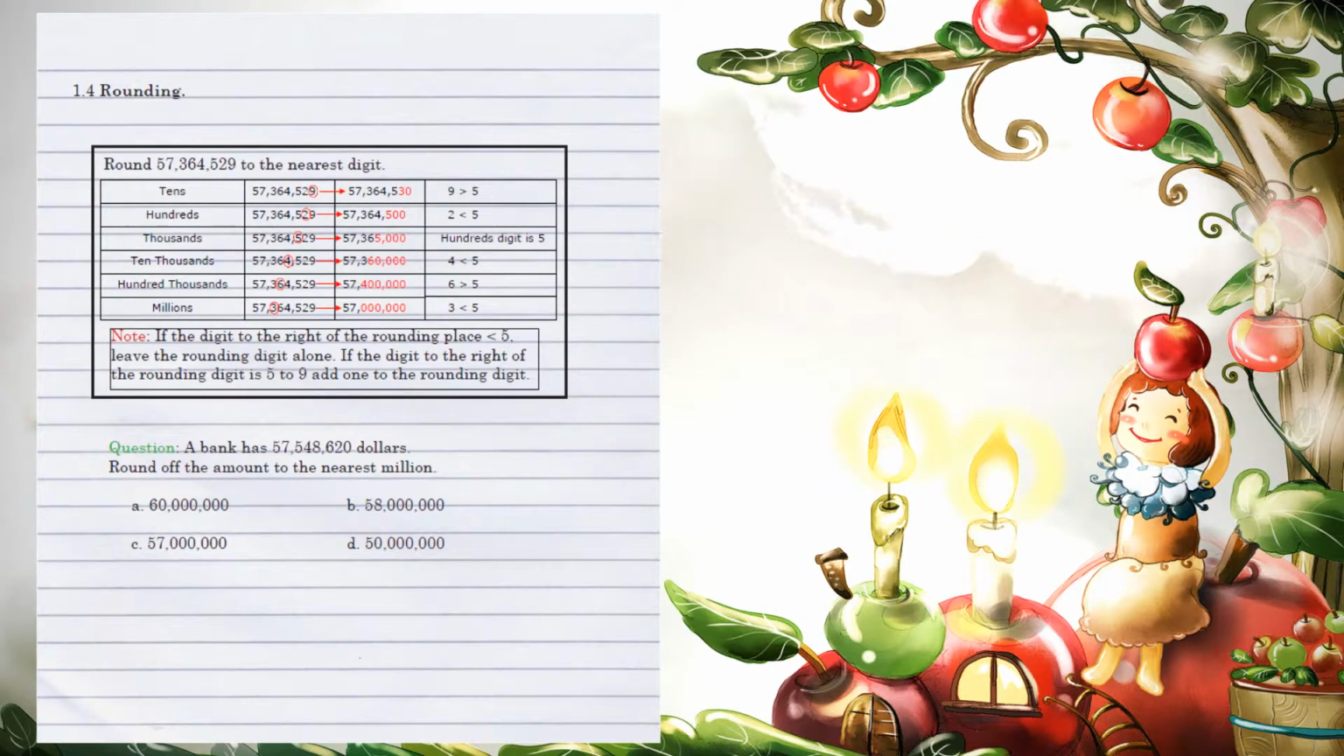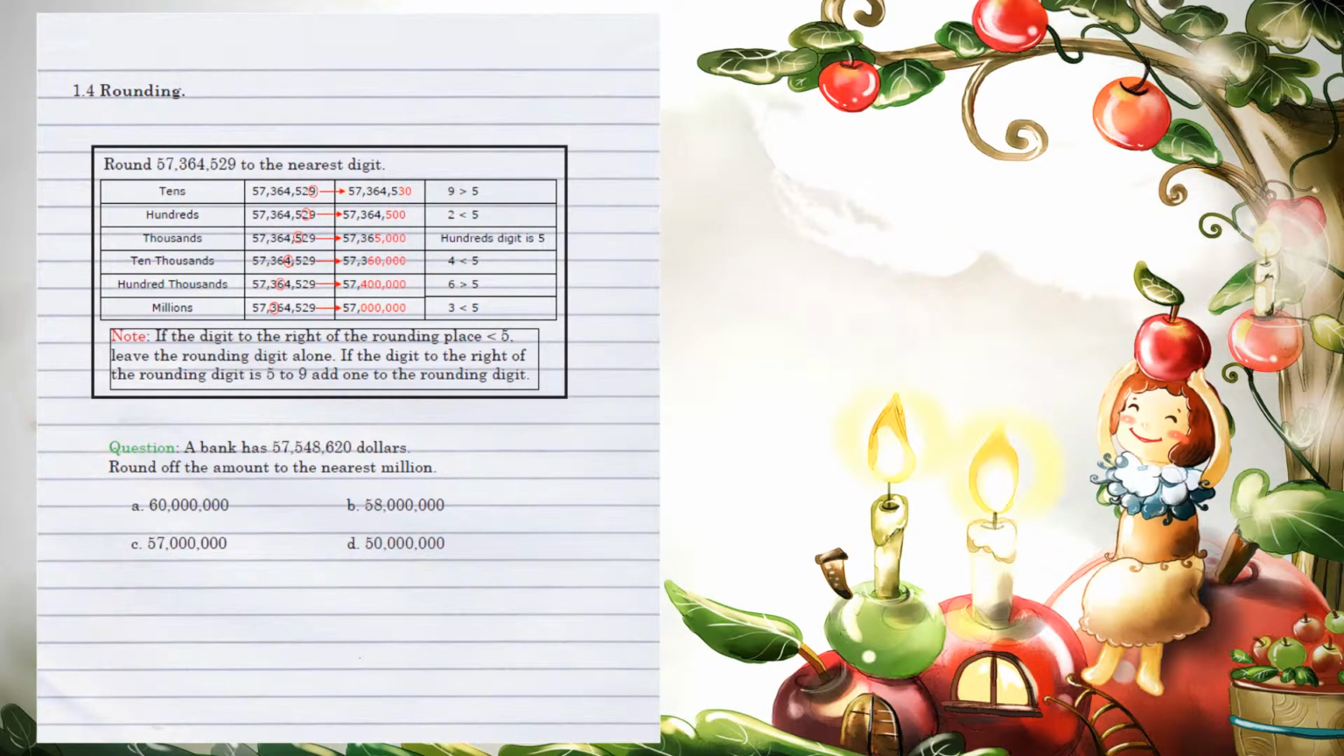Let's look at Unit 1.4, which is rounding. Example A. A bank has $57,548,620, and I want to round this number to the nearest millions. Well, the first thing you've got to do is count to the millions position. So let's do that quickly. Ones, tens, hundreds, thousands, 10,000s, 100,000s, millions. So the 7 is in the millions.